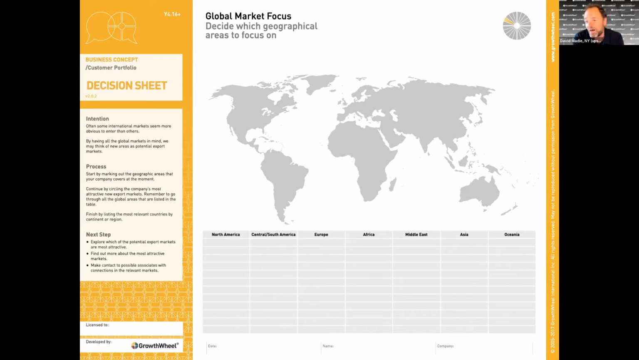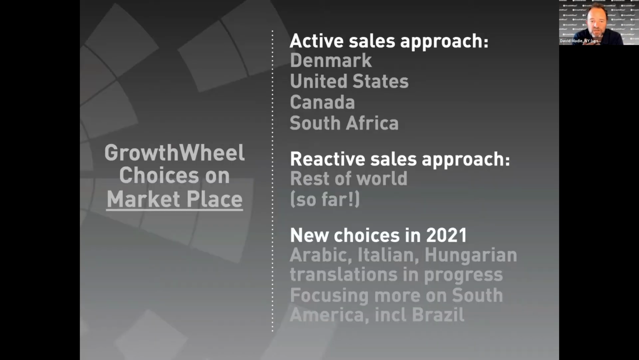So if you jump back to our choice, what we decided was to have a very active sales approach in Denmark, where we were from originally. I moved to the United States and started a subsidiary company here in 2008. Later, we started a subsidiary company in Canada, where Daniela, who's with us, is our first employee now. We have a subsidiary company in South Africa, and we don't even have Norway on the list, where we also have a subsidiary today. So we've chosen that if we are serious about a market, we establish a local business.